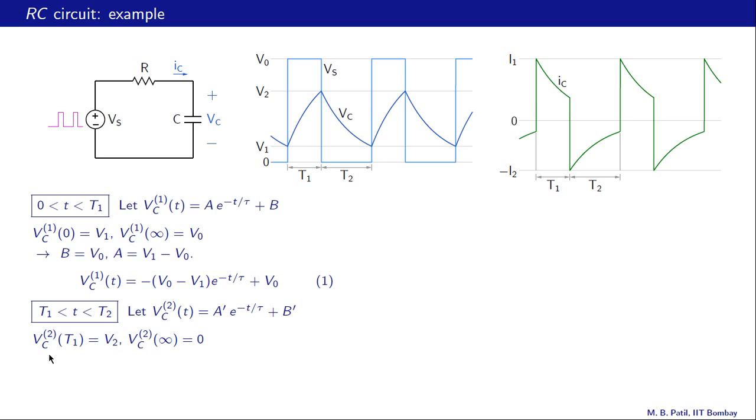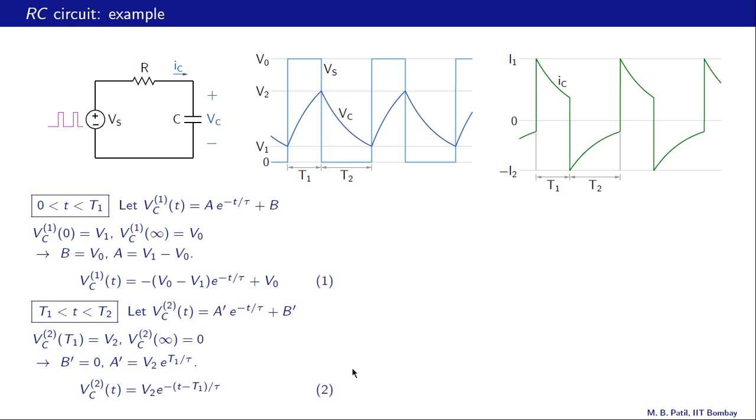Alright, so these are the two conditions that we can use, and with these conditions we get B prime equal to 0 and A prime equal to V2 e raised to t1 by tau. And when you substitute these back into this equation, then we get Vc in the T2 phase equal to V2 e raised to minus t minus t1 by tau. Alright, so these are the two equations that describe Vc of t. The first equation describes Vc in this interval, and the second equation describes Vc in this interval.